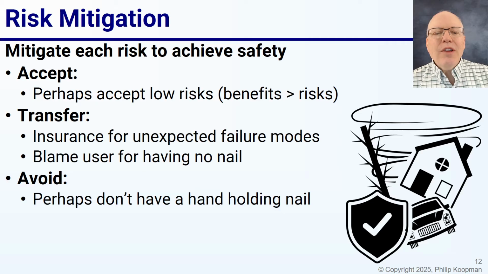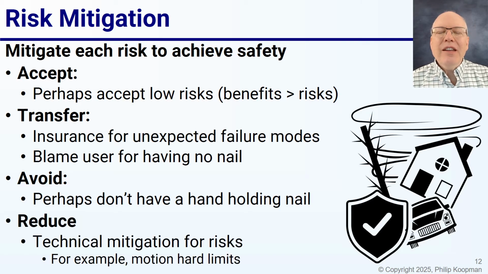You can also avoid the risk. So maybe don't have a person holding a nail with a robot around swinging a hammer. Maybe that's your plan, right? So you can avoid the risk. But let's say that in this case, yeah, you really need to have the person hold the nail, and you really need to do something about these risks. So then you reduce the risk. The most important part of safety engineering, the most impactful part of safety engineering, is making the decision to accept, transfer, and avoid, and not reduce risks unless you really have to.